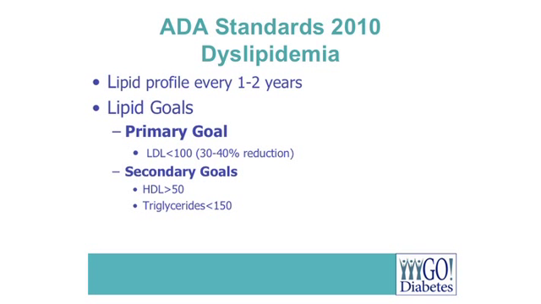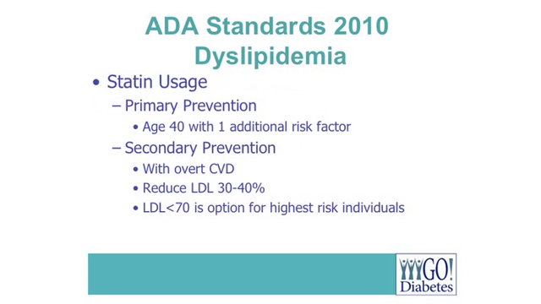Primary goals, pretty much like we talked about, below 100. You have secondary goals with it. Statin usage for primary prevention, age 40 with one additional risk factor. The word additional we added because there were some points, well, wait a minute, diabetes is a risk factor, right? Yes. Diabetic patient, age 40 with an additional risk factor for clarity. That's someone that should be on a statin. That can include just blood pressure issues or otherwise.